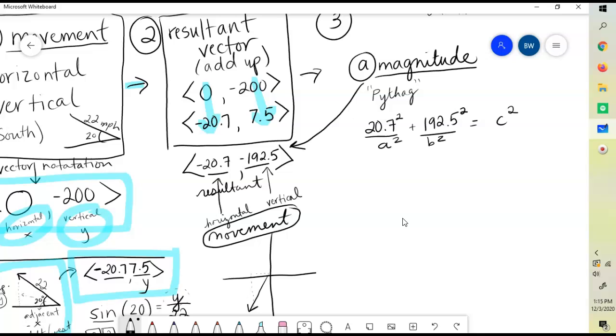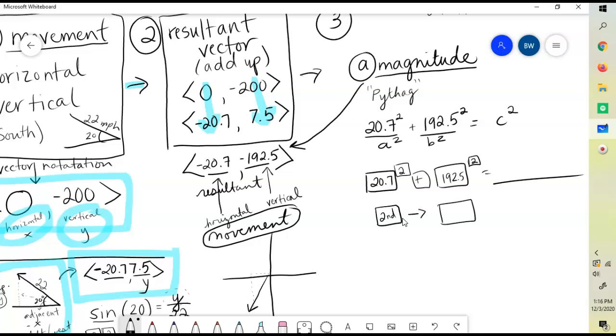Now, I'm going to tell you the keys that you're going to type in on your calculator. You type in 20.7, then the squared button, the plus sign, then you put in your next number, 192.5, then you put in your squared sign, and you get this big number, right? But if you're working on a Texas Instruments calculator, you're probably going to end up hitting second in order to get your radical sign, to take the square root of it.